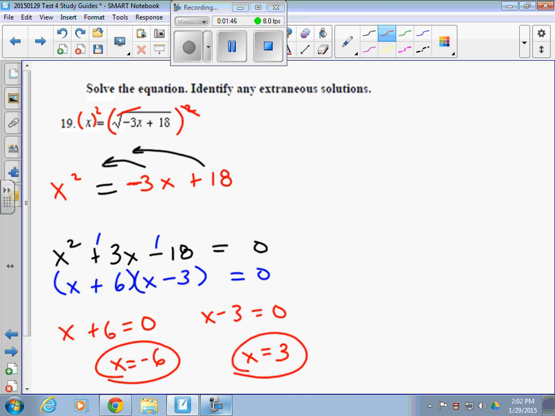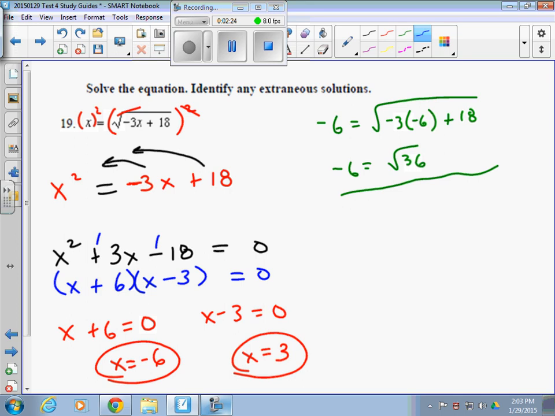Where it says to identify any extraneous solutions, when you plug those values in, if you get something that's not true, it's considered extraneous. So negative 6, if we plug it into the first equation, negative 6 equals the square root of negative 3 times negative 6, which is positive 18, plus 18. So we get negative 6 equals the square root of 36. Is that a true statement? The square root of 36 means what times itself is 36, and it is negative 6, so that one checks out.